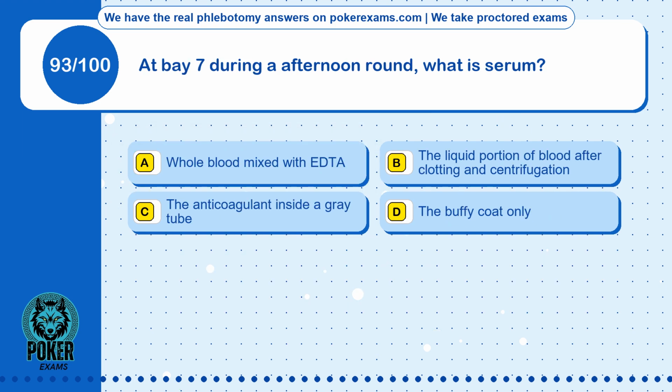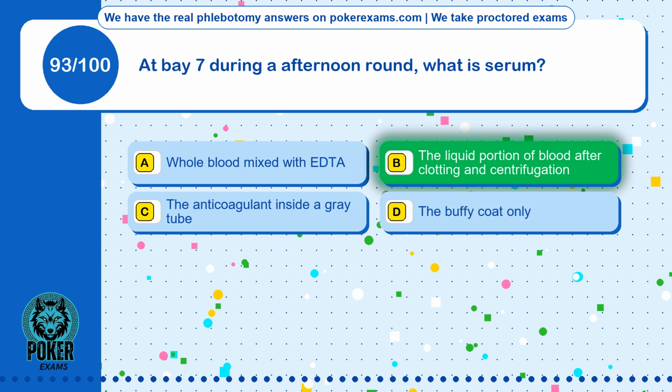Question 93. At Bay 7 during an afternoon round, what is serum? Option A, whole blood mixed with EDTA. Option B. The liquid portion of blood after clotting and centrifugation. Option C. The anticoagulant inside a gray tube. Option D. The buffy coat only.